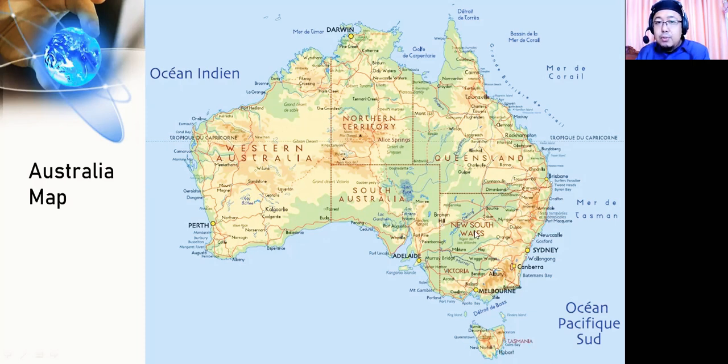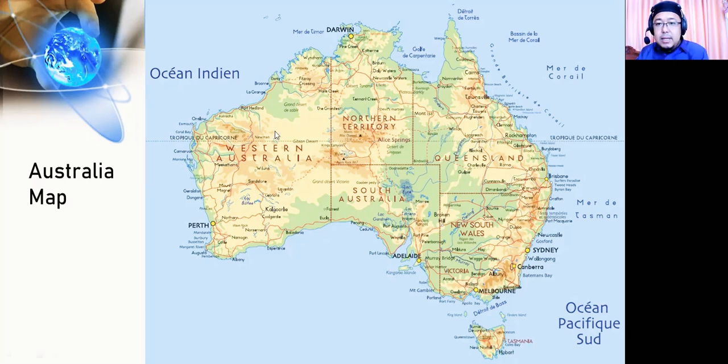We have New South Wales, NSW. The cities that are important in New South Wales are Sydney, Canberra, and Melbourne. Sydney and Melbourne. And the capital city of Australia is here, Canberra. It was in Sydney, but then it moved to Canberra due to important consideration from the Australian government.